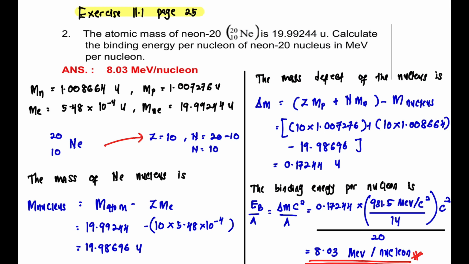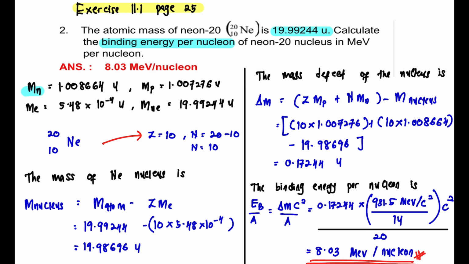Okay, let's do exercise 11.1, page 25, question number 2. The atomic mass of neon-20 is 19.99244 u. Calculate the binding energy per nucleon of the neon-20 nucleus in mega electron volt per nucleon. First of all, you need to write down the values of the mass of the neutron, electron and proton by looking at the list of selected constant values that are already given in the physics book or in the question paper.